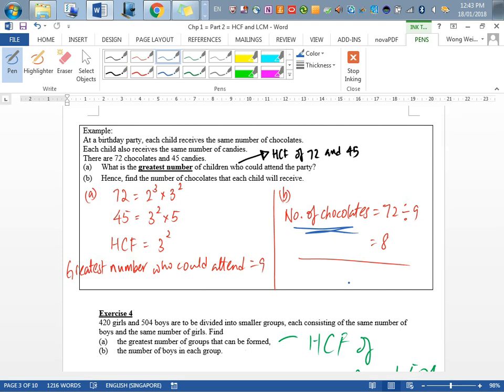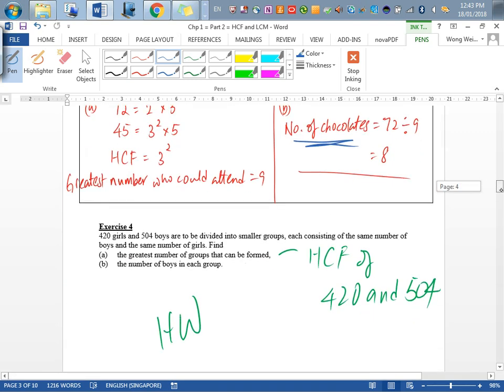Part B, what's the greatest number of chocolates that each child will receive? Why do you write 8? Oh yeah, okay. But how do you get 8? This doesn't show me the full picture. You still need to have one more step.